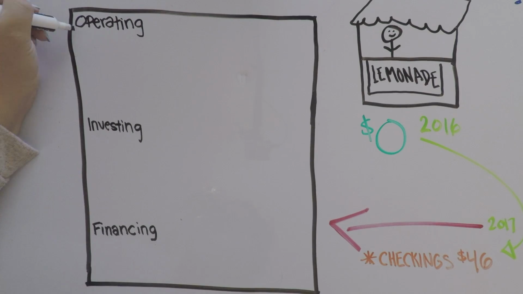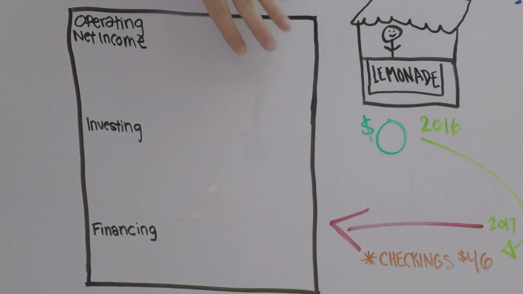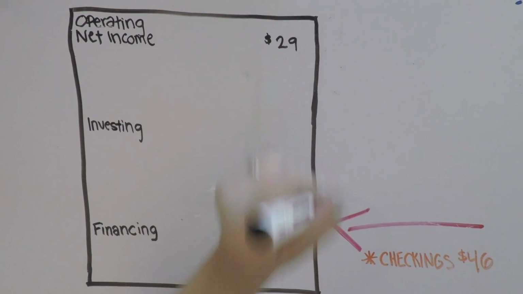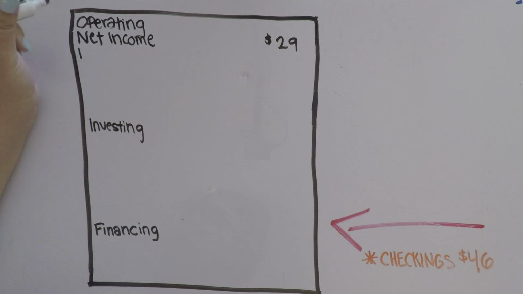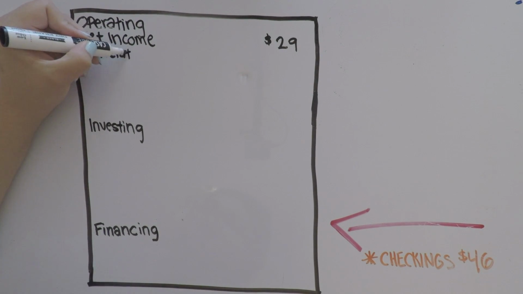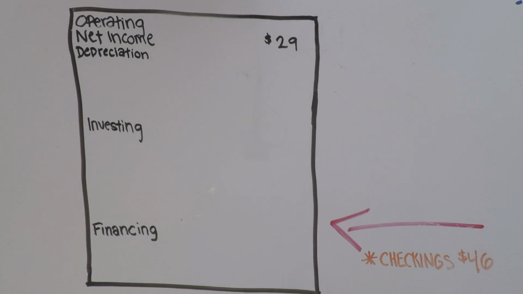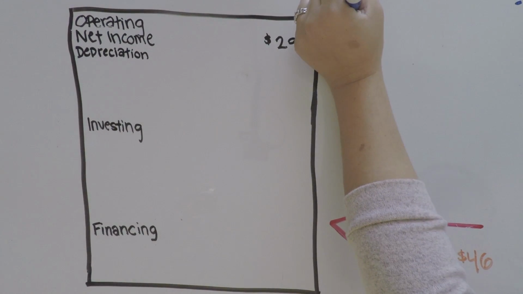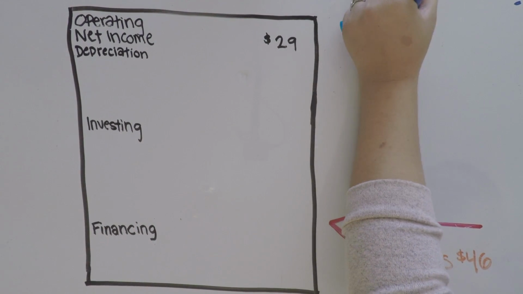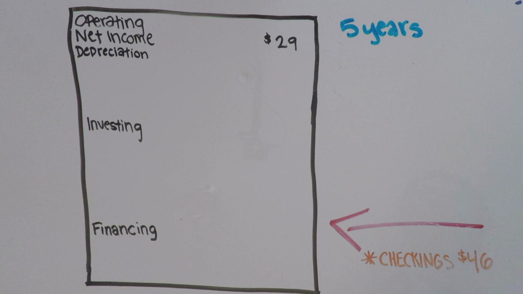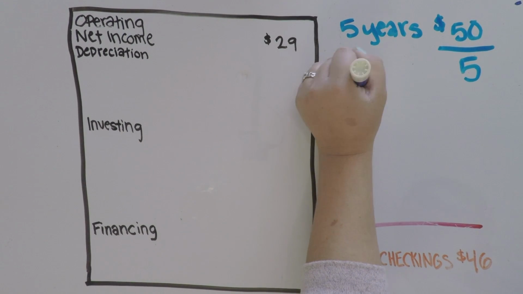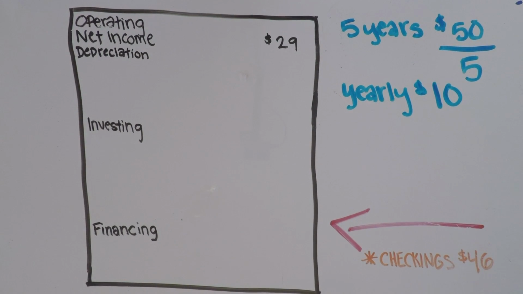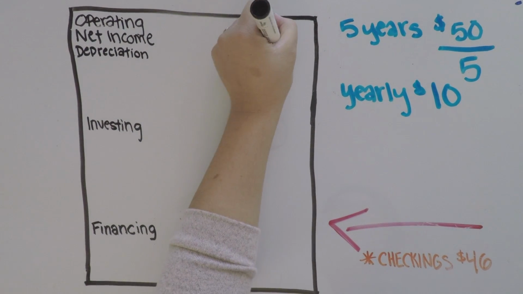Let's say after our first year of business, we have a net income of $29. First thing is to add our depreciation since it didn't change our cash amount. Our lemonade stand we had on our balance sheet has a useful life of 5 years, and it is valued at $50. Using straight line depreciation, $50 divided by 5 years gives a yearly depreciation of $10.